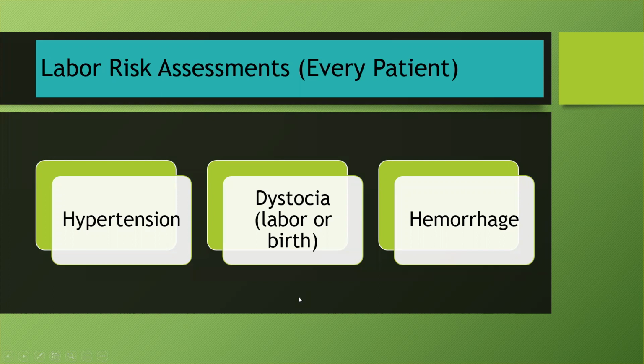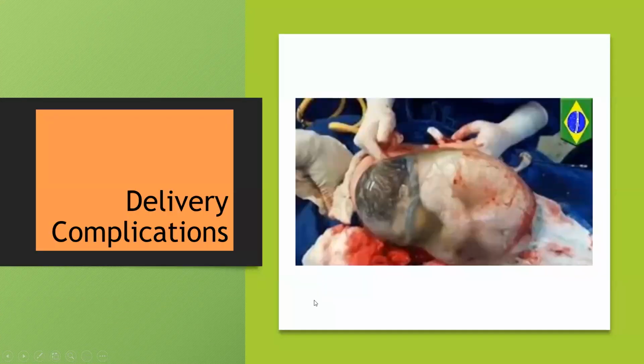So when we take care of our patient, I've mentioned in the normal birth video all the things that are normally supposed to happen. We're always doing assessments, and we're looking for the potential for these problems. So we're always doing a hypertension preeclampsia assessment on a patient. We're always doing a labor or birth dystocia, which means difficult, assessment on the patient, and we're always doing a hemorrhage assessment on the patient. And it's not yes or no, it's low, medium, or high. And we'll spend some more time looking at that.